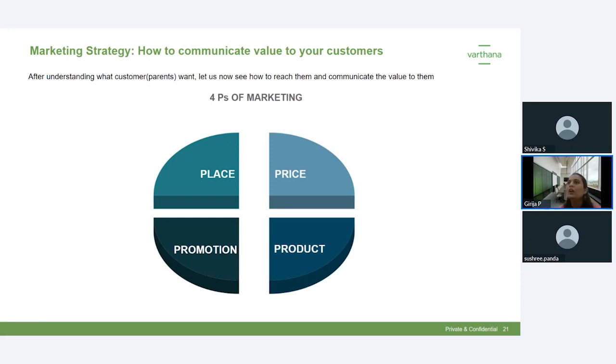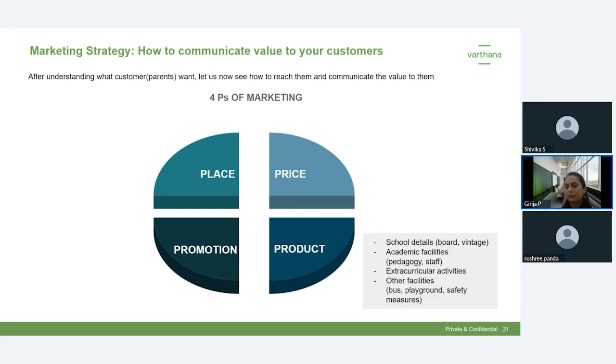For example, Jio wanted to communicate the value of affordability, right? They wanted customers to know they can afford Jio internet at lower prices. That is one of the values they wanted to communicate to their customers, and they designed all their marketing strategies based on that. So for marketing strategies, you can use the four P's of marketing: place, price, promotion, and product. Product is one of the main core things whenever making marketing strategies.